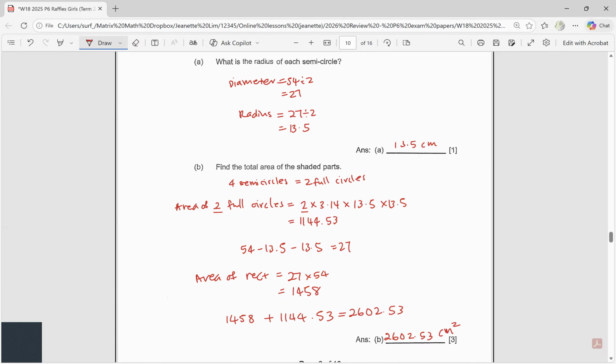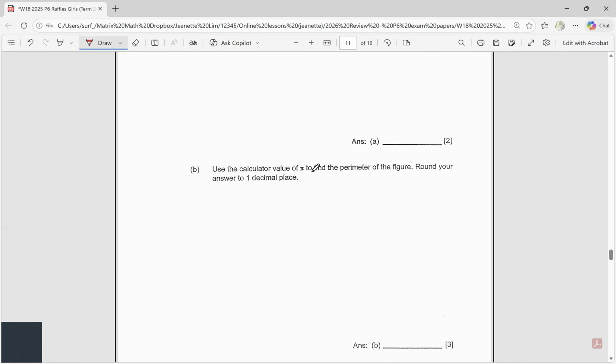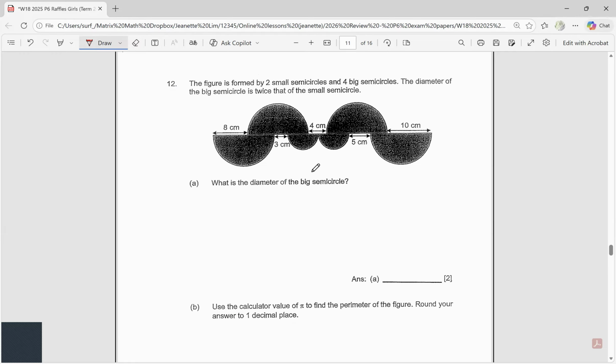Okay, next question. Question 12, which is the last question. The figure is formed by two small semicircles and four big semicircles. The diameter of the big semicircle is twice that of the small semicircle. Okay, so what is the diameter of the big semicircle?